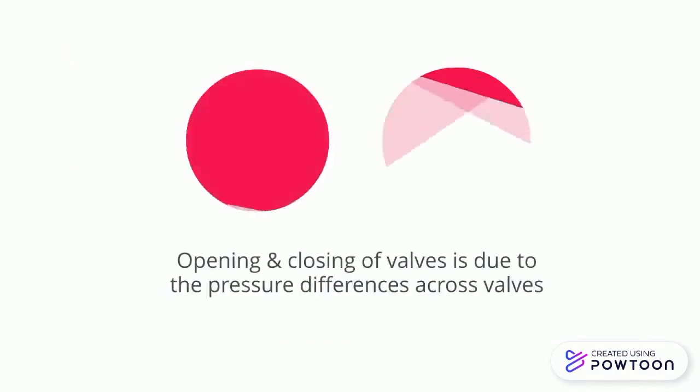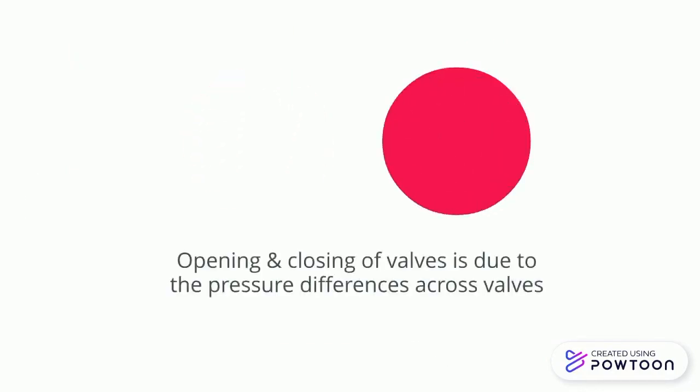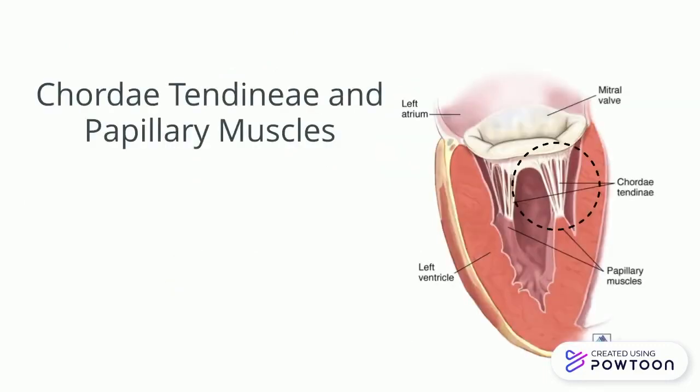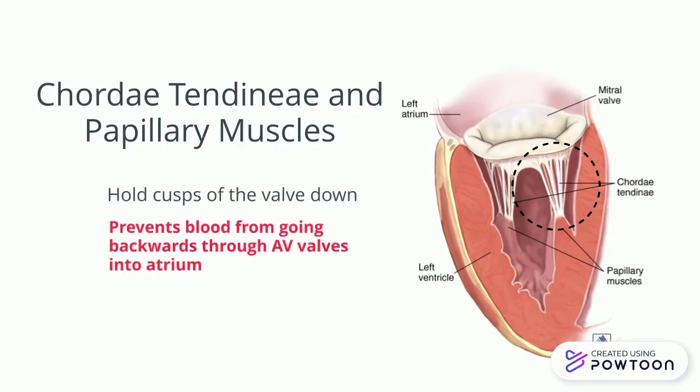The opening and closing of valves is due to the pressure differences across the valves. The chordae tendineae and papillary muscles are essential as they hold the cusps of the valve down, preventing blood from going backwards through the AV valves into the atrium.